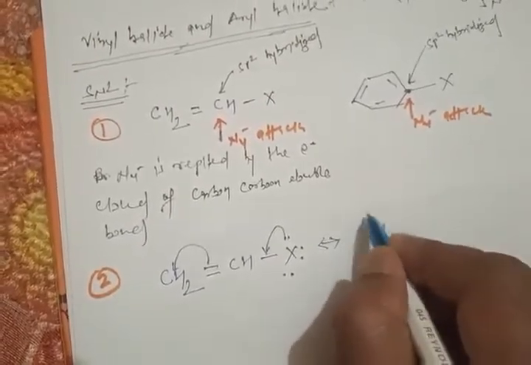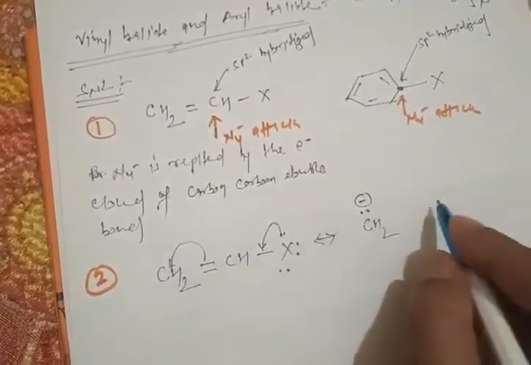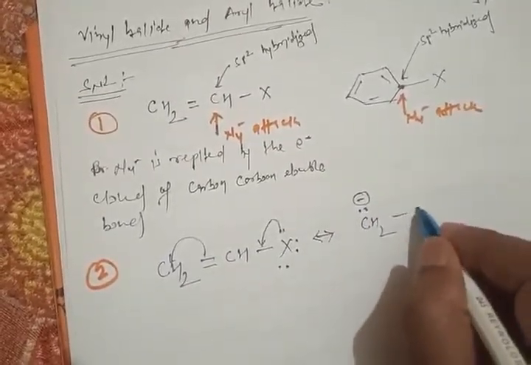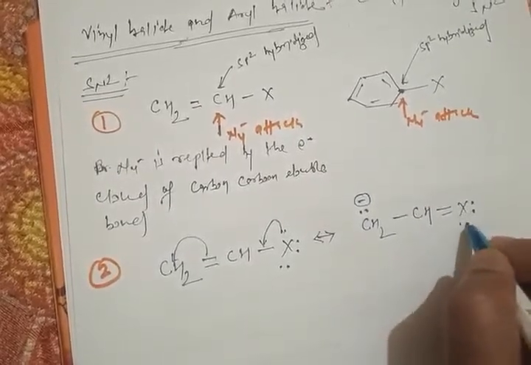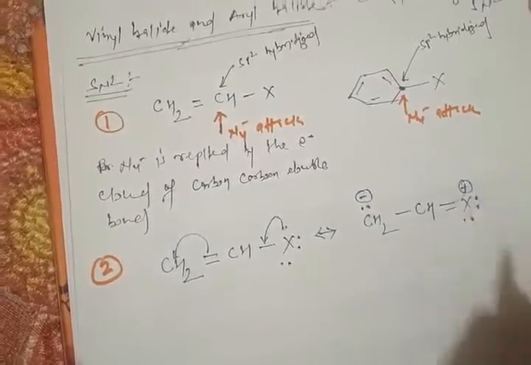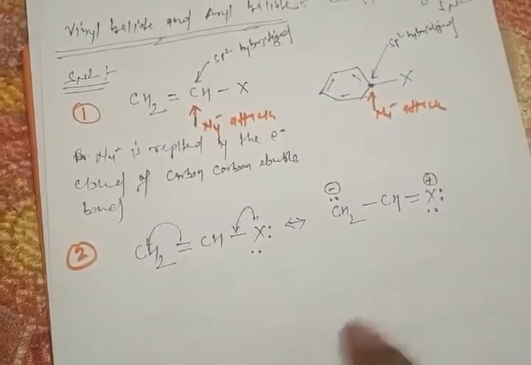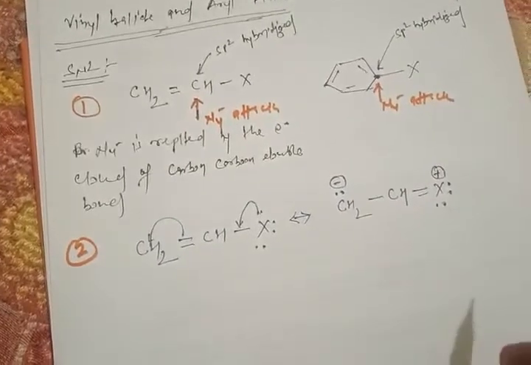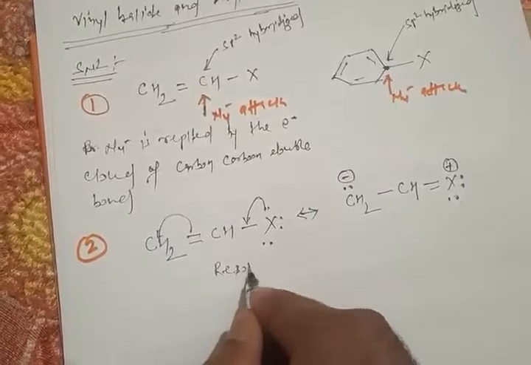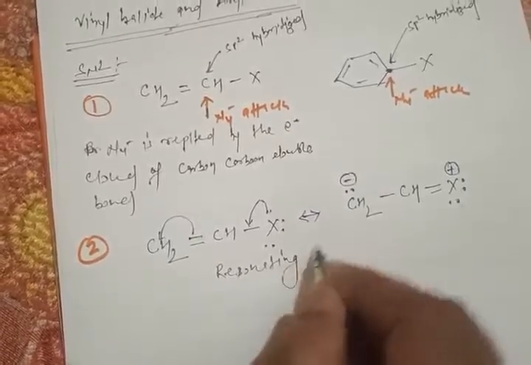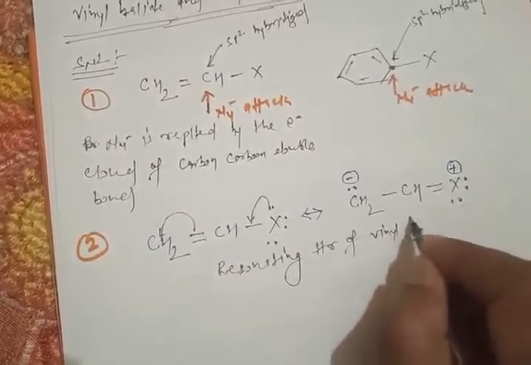So CH2, here a negative charge will generate because of the movement of the pi electron, and then single bond CH double bond X. Now we have only 2 lone pairs, and as the charge is moving, it is a plus charge. So this is the resonating structure of vinyl halide.